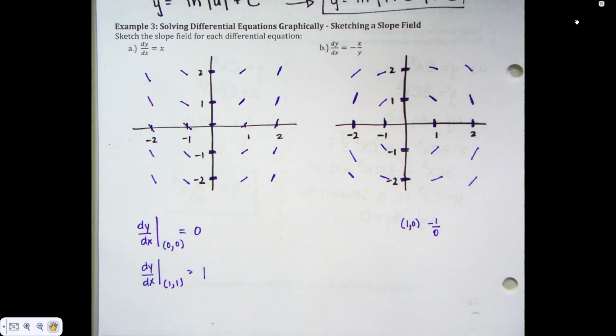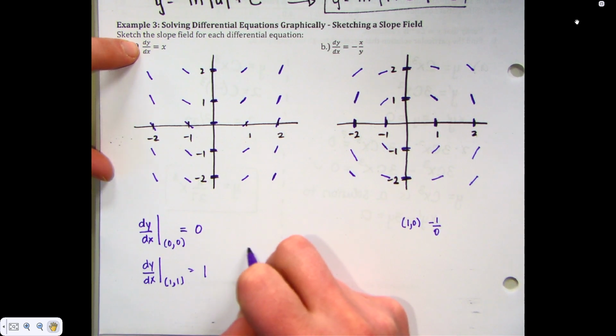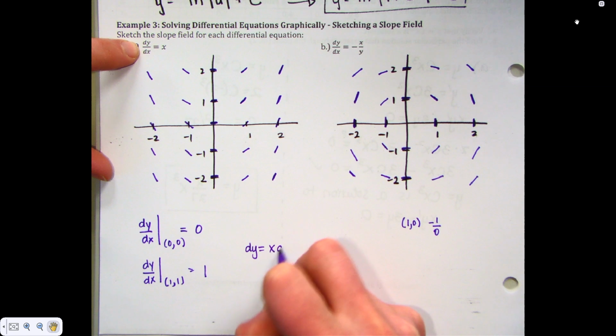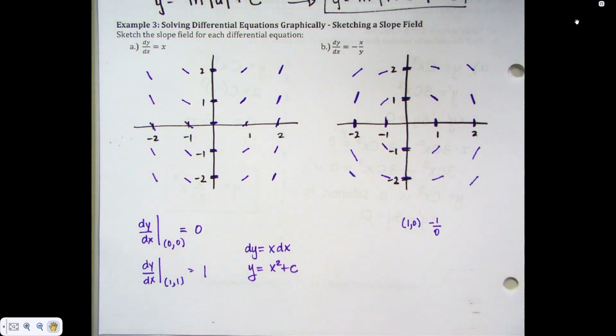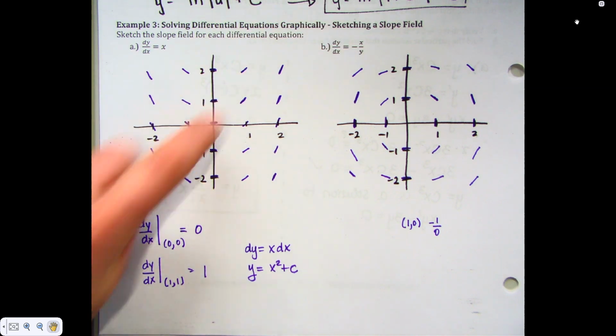You can connect these back to the analytical methods. You could look at dy/dx and say that dy is equal to x dx, and therefore y is x squared plus c, and that would help you see sort of the parabola in the shapes.